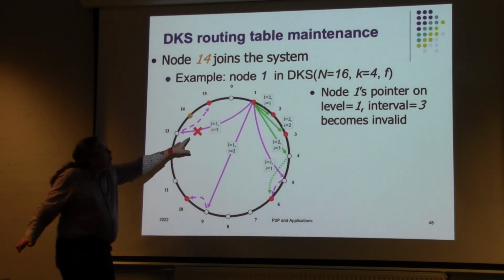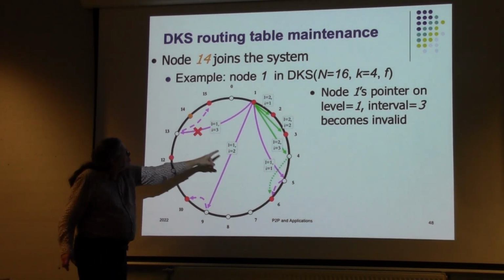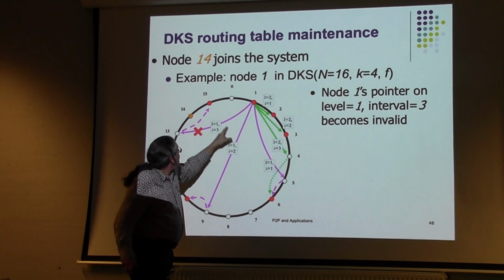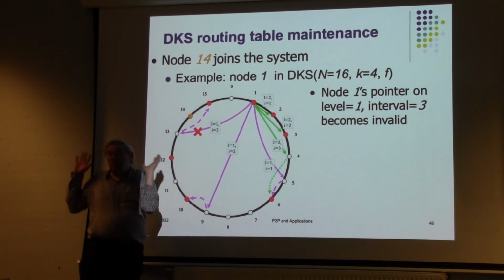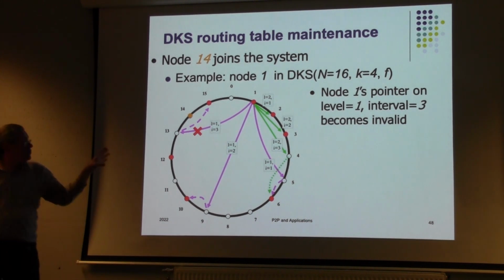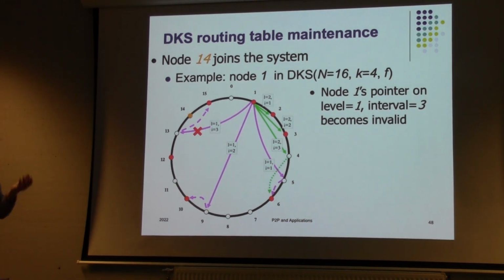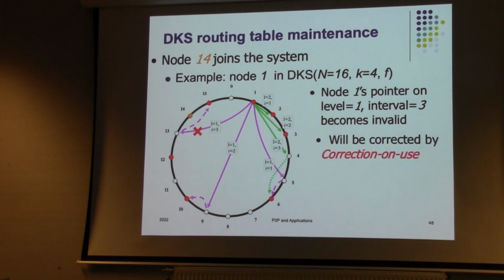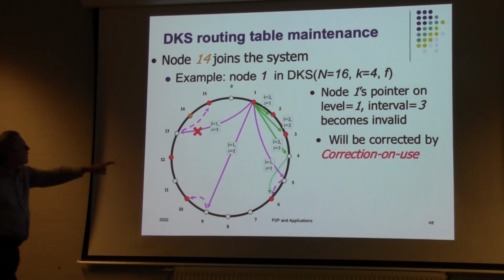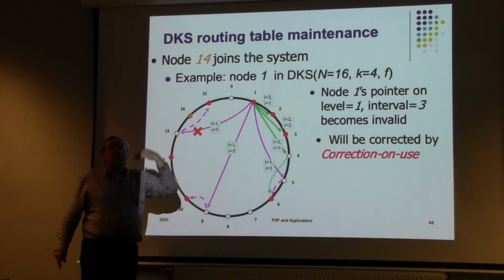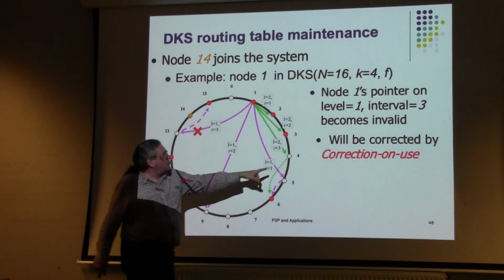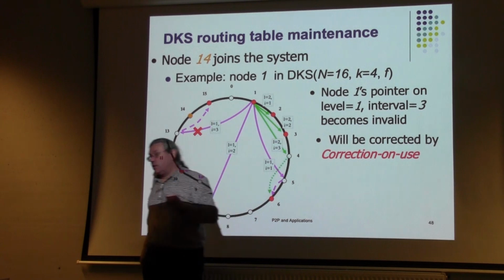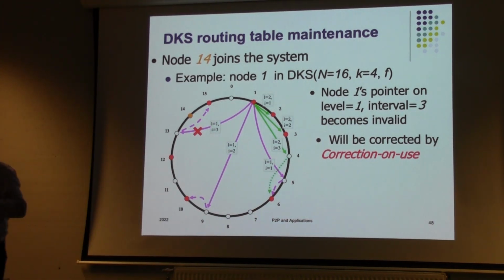So node 1's pointer on level 1, third interval, becomes invalid. But so far it does not get fixed. It's invalid, but it will have to be fixed eventually. And this will be fixed by the general technique for fixing, which is called correction on use, which I'll explain in a few minutes.